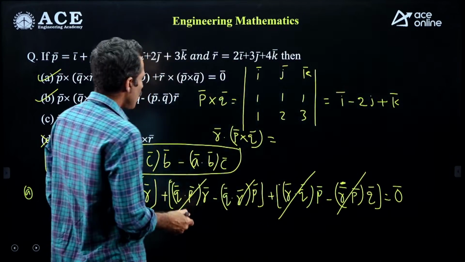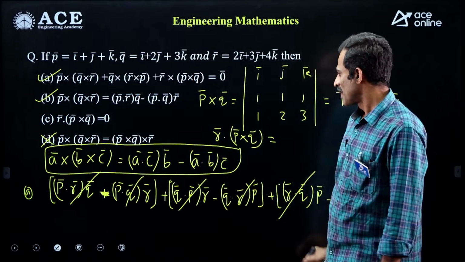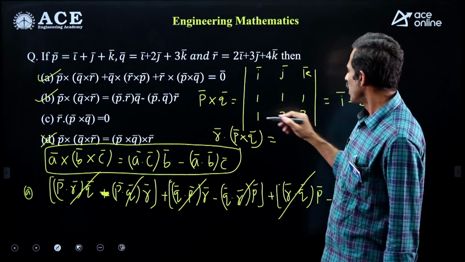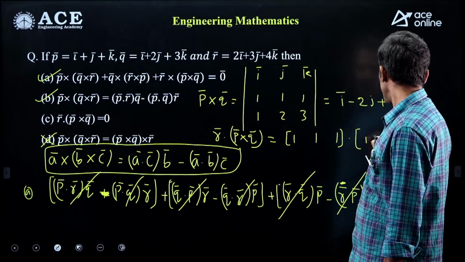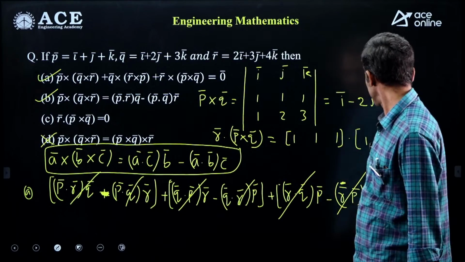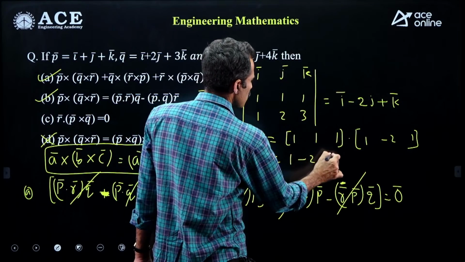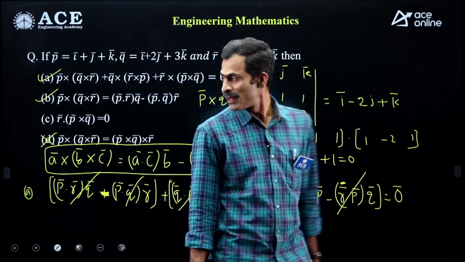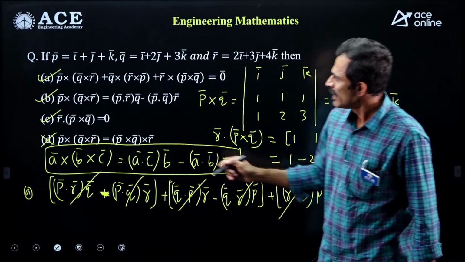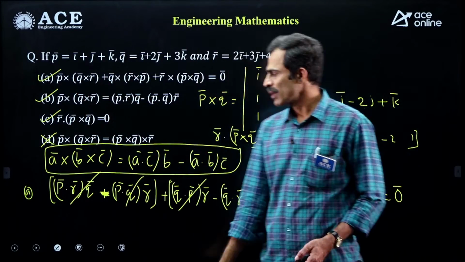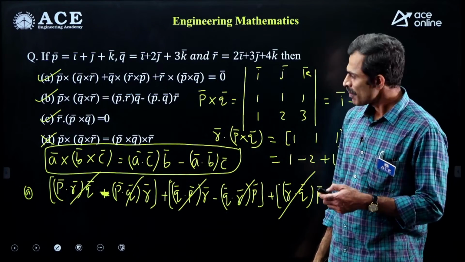Next R bar dot P bar cross Q bar. R bar is 1, 1, 1 and the dot product is 1 minus 2 plus 1, the sum is 0, so this is true only. So finally options A, B, C are true only and the last option is wrong. Now let us go to the next problem.